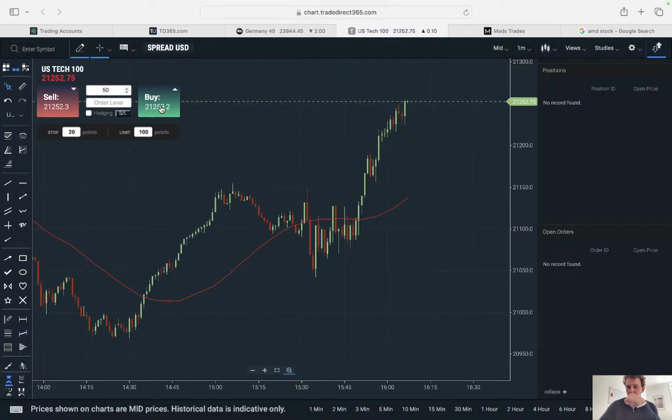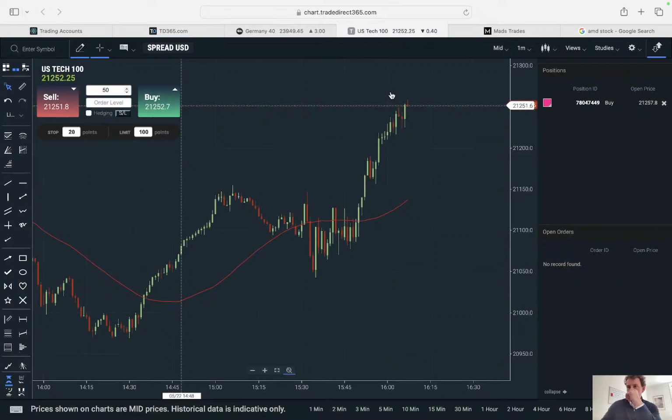Thinking about taking a long position here. I'll do another long position here, but I'm a little bit worried it's going to come down. I'll do a long position here. It's currently trading at 250.